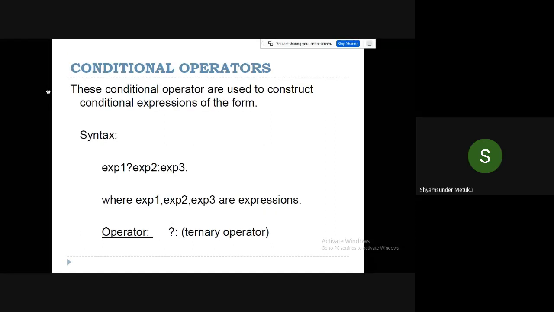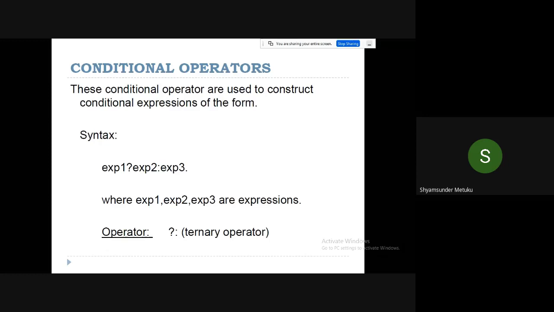Conditional operators. As I said, it is almost like a comparison only, but a separate symbol and separate syntax are used. The conditional operators are used to construct a conditional expression of the form. Whenever you have only one condition and one output, or one action you want to perform, the syntax is given here. The expression can be evaluated based on the true or false condition. So if expression 2 is true, then expression 1 is equal to expression 3.